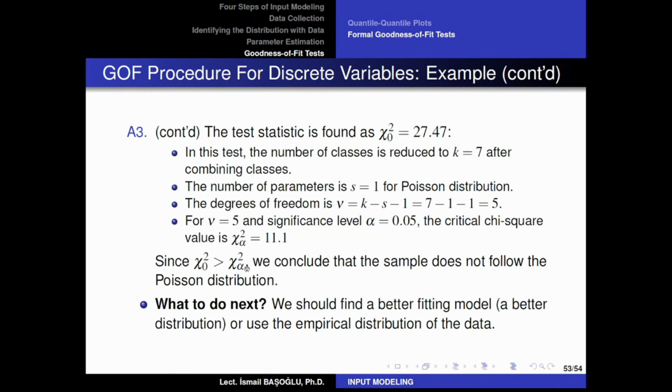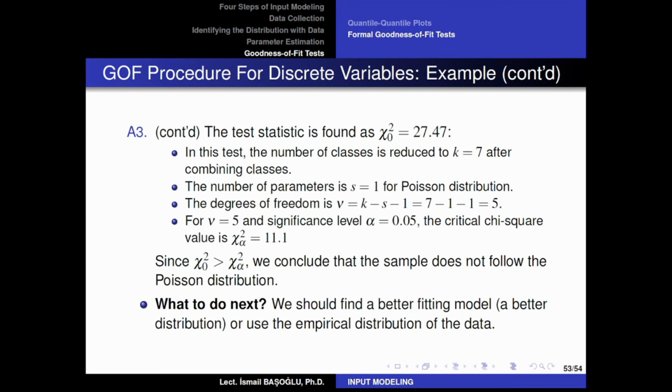So what is my conclusion? The sample does not follow this distribution, does not follow Poisson distribution. Even if I use the suggested estimator, it is not following it. This means if I choose another parameter, still the Poisson distribution will be rejected. There is enough statistical evidence here to reject the Poisson distribution.